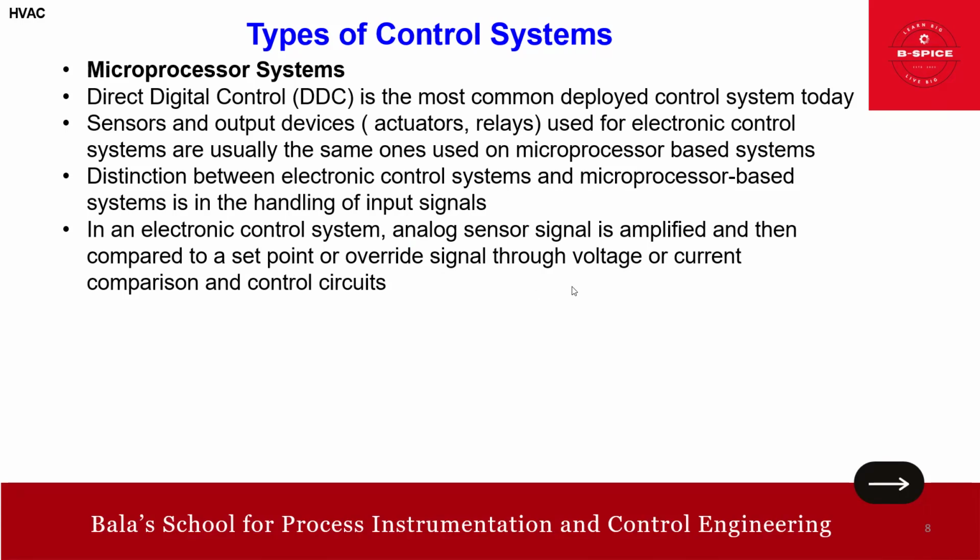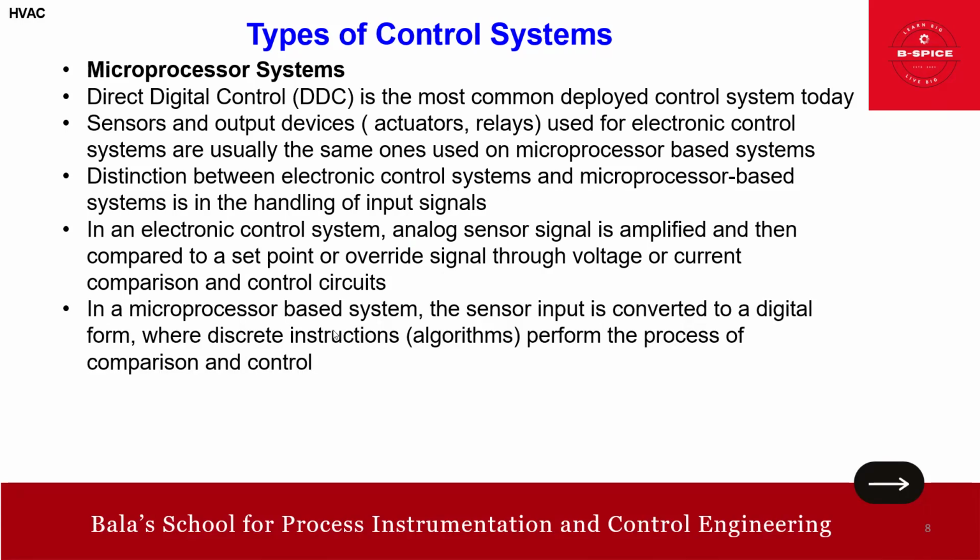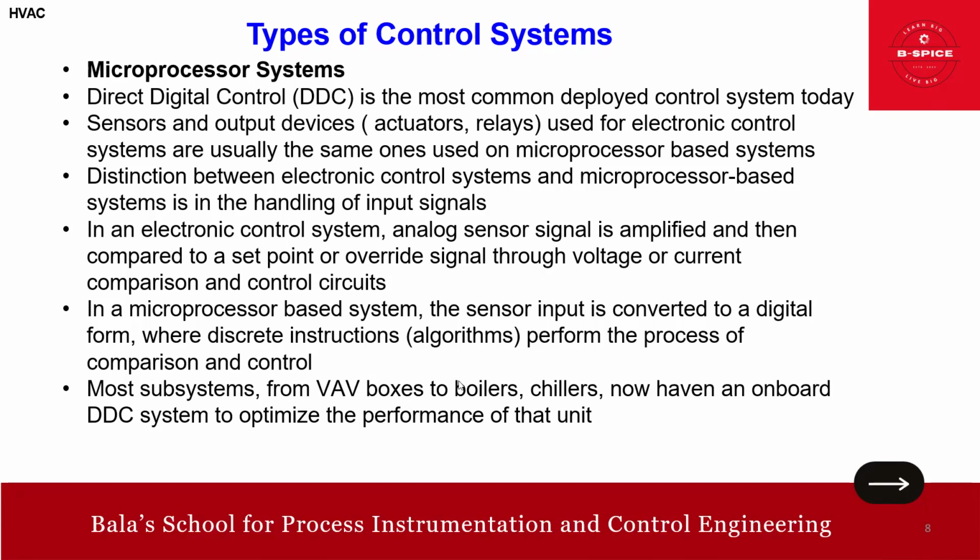Or override signal through voltage or current comparison and control circuit. In microprocessor-based system, the sensor input is converted to digital form, where discrete instruction like algorithm performs the process of comparison and control. So most subsystems from VAV boxes to boiler, chiller now have onboard DDC system to optimize the performance of that unit.